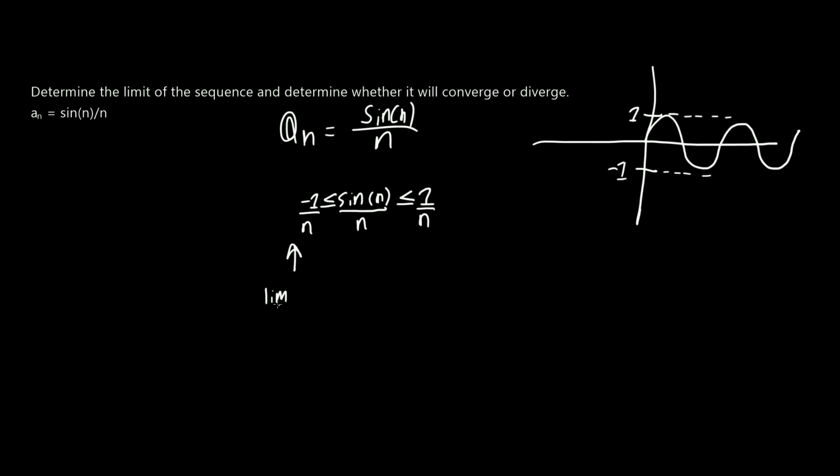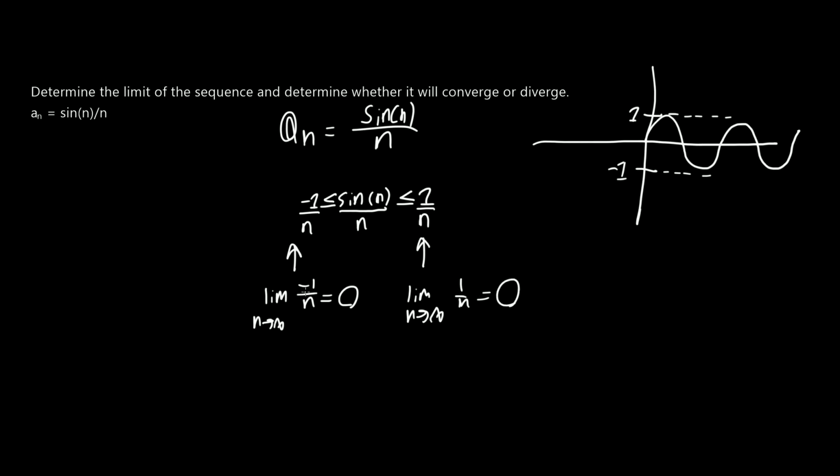The limit as n approaches infinity for -1/n will simply equal 0, because as n gets bigger and bigger, we're going to have -1 over 100 or over 1,000. It doesn't really matter. It's going to be getting closer and closer to 0. Now let's talk about the other boundary. For this one, we're going to have the limit as n approaches infinity for 1/n. And again, same thing. As n increases, this will just be approaching 0.